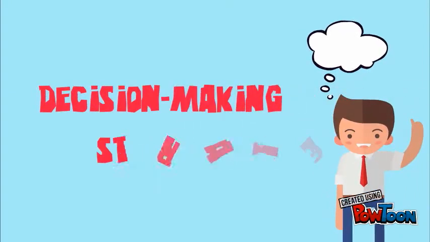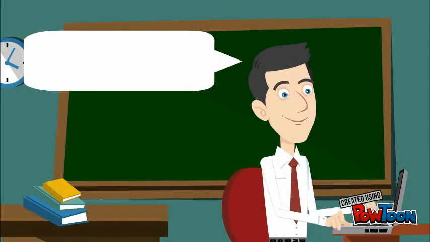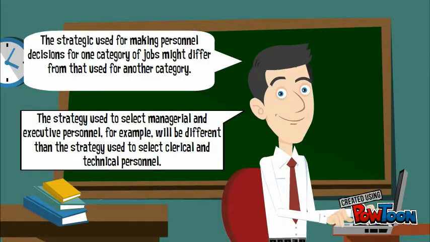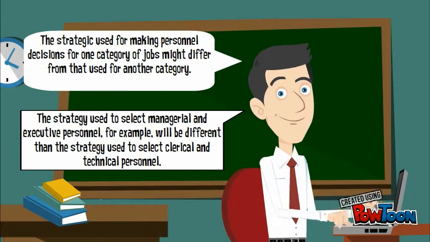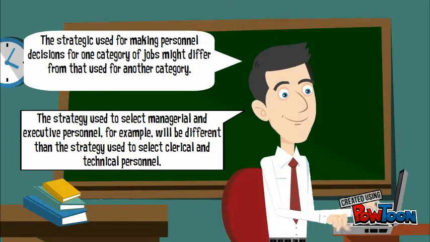Decision-making strategy. The strategy used for making personnel decisions for one category of jobs might differ from that used for another category. The strategy used to select managerial and executive personnel, for example, will be different than the strategy used to select clerical and technical personnel.